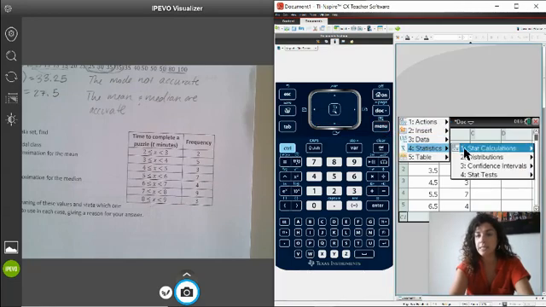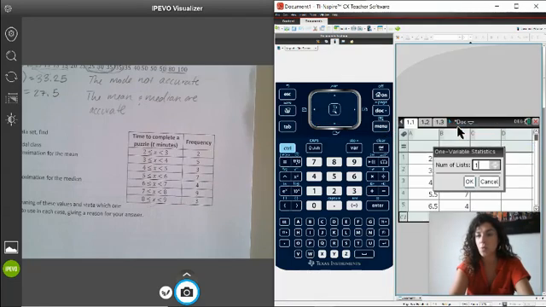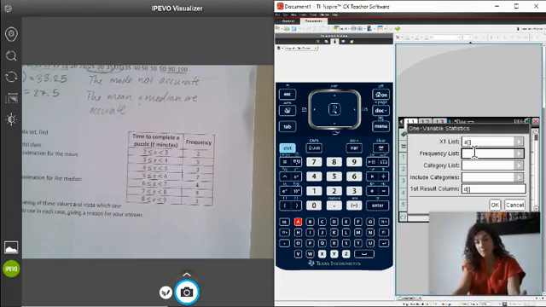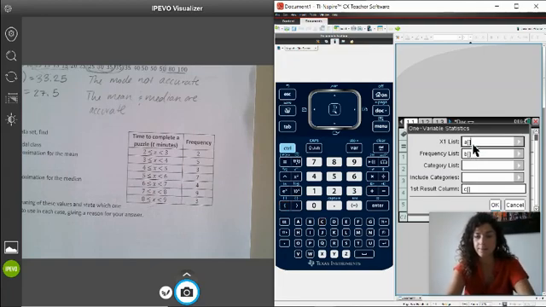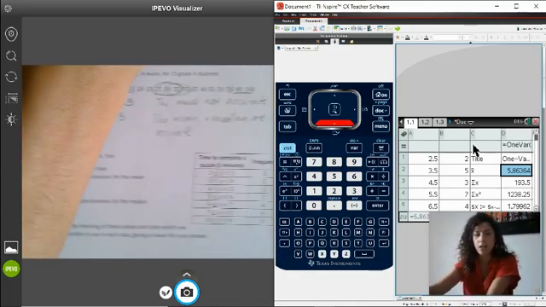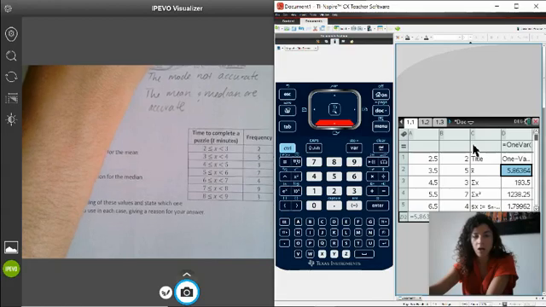We're going to go to statistics, stat calculations, one variable statistics. We want our X1 list to be A. Now we have frequency, so we need to say the frequency list is in B. And remember that you have to have those little brackets. And then we're going to put the results in column C. And there we go.